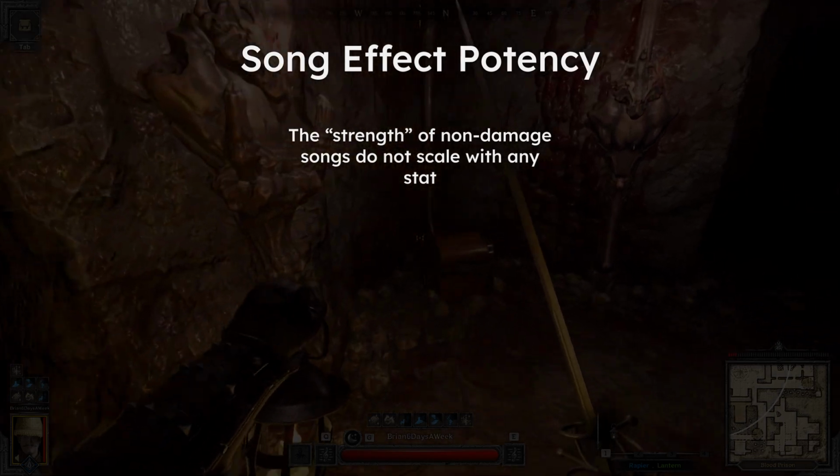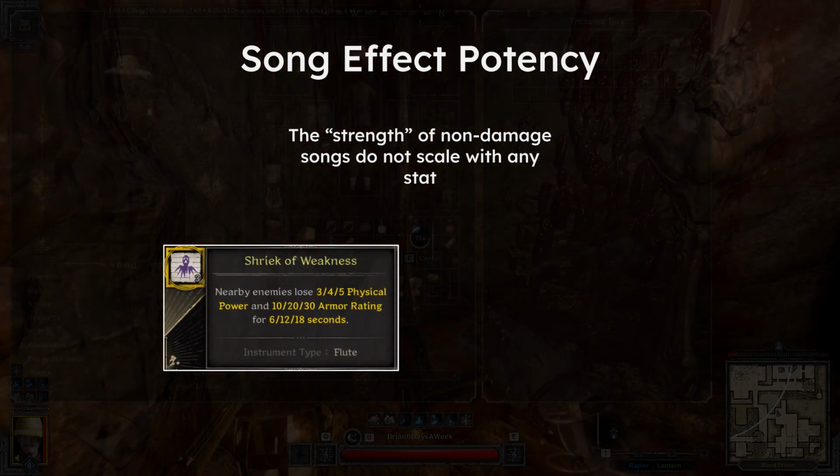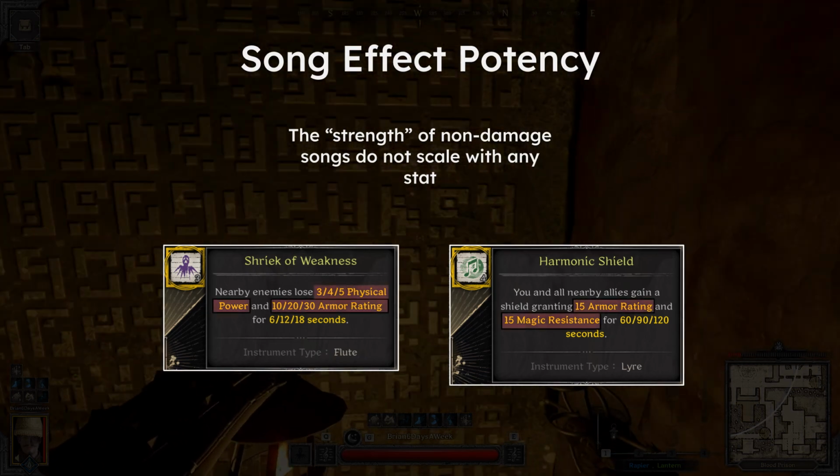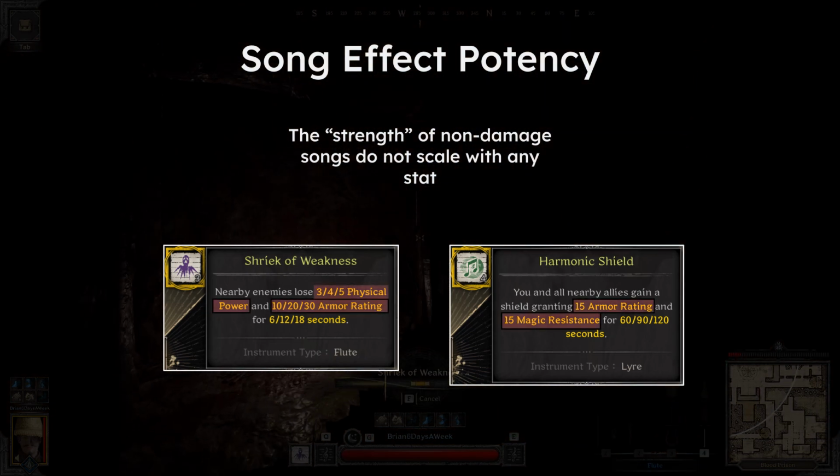Every other song, like the armor rating decreasing song Shriek of Weakness or the resistance boosting song Harmonic Shield, will always apply their displayed values, no matter what stats you have.